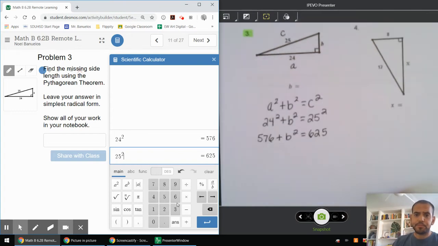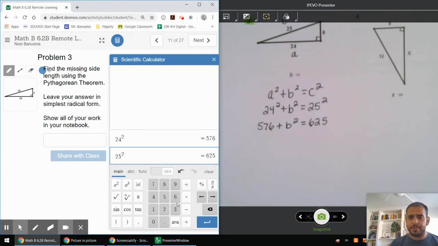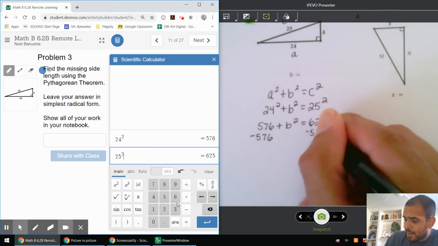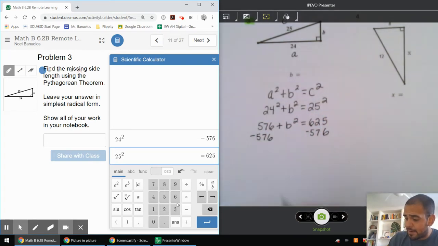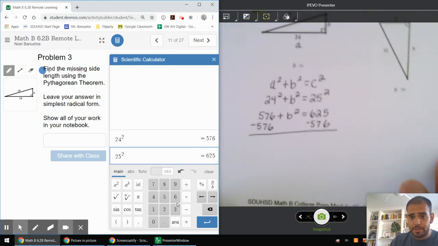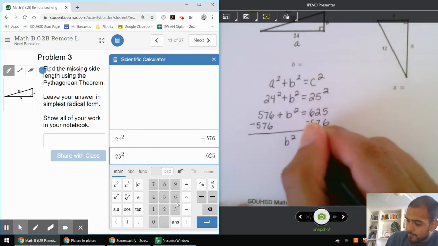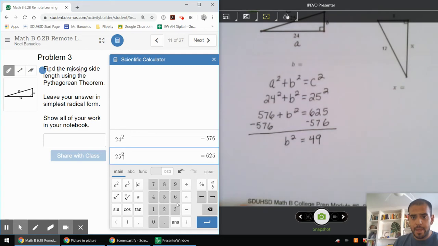All right, so you're solving this equation. You have to isolate the variable, you have to isolate b squared. So that means you need to do the opposite of a positive 576. So you're going to subtract 576 on both sides of the equal sign. You're doing this because you want to isolate the variable because you're solving this equation. So 625 minus 576 is 49. Okay, and these cancel each other out. Now, I'm not done yet.